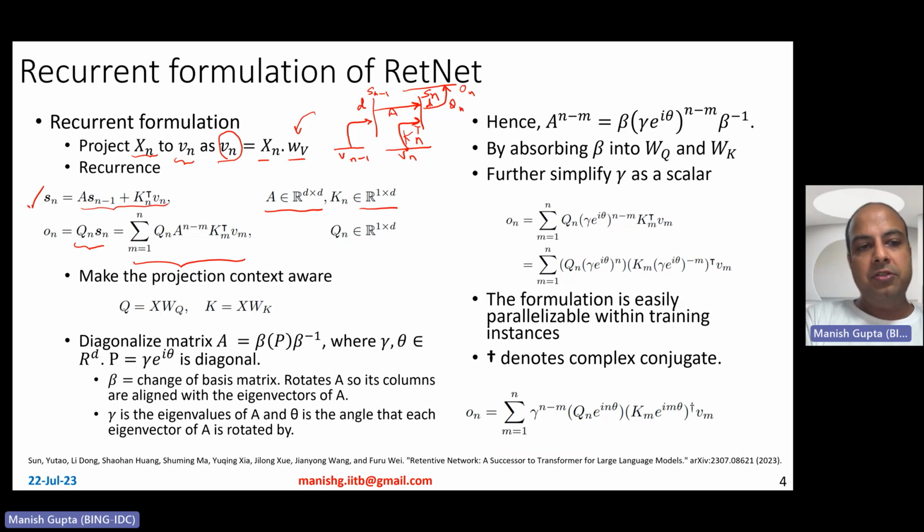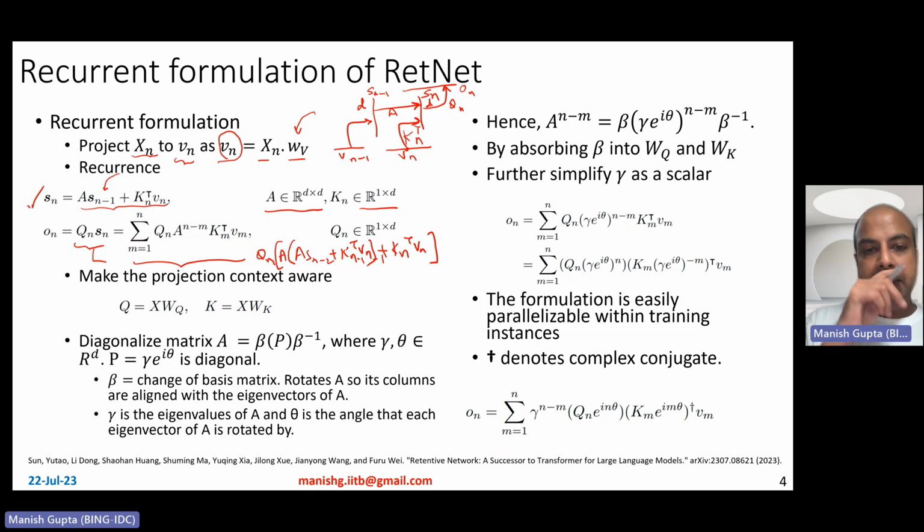However, what you want to do is to unroll this and replace Sn minus 1 with its unrolled form. So essentially, if I were to write this, I would write it as follows: Qn times Sn. I'll try to replace Sn, so I'll write it as A times Sn minus 1. I'll not write Sn minus 1 because I want to unroll it further. Now, Sn minus 1, if I were to unroll further, I would write it as A times Sn minus 2 plus Kn transpose Vn, or rather, n minus 1 and n minus 1 there.